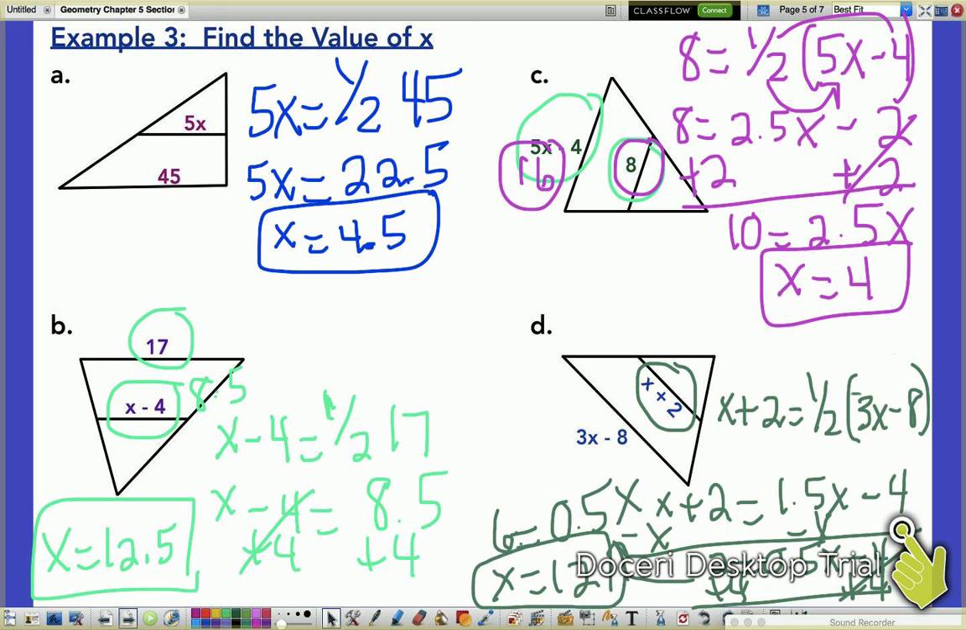Okay, so let's plug that back in and see what we get. So 12 times 3 is 36 minus 8 is 28. 12 plus 2 is 14, and 14 is half of 28. So then I know I did that correctly. I know that this is kind of a mess, but hopefully you get the gist of it and can follow along.